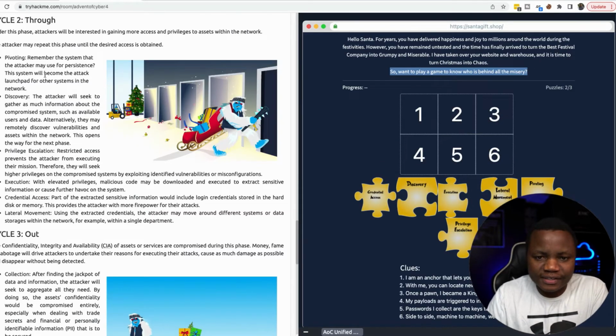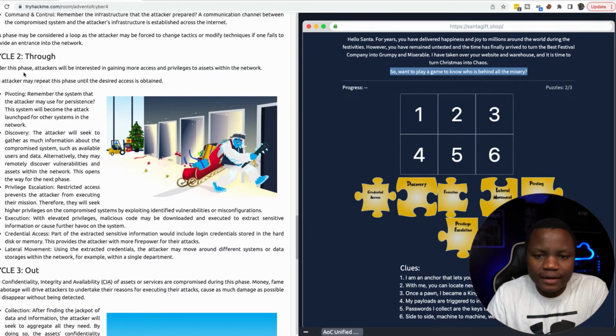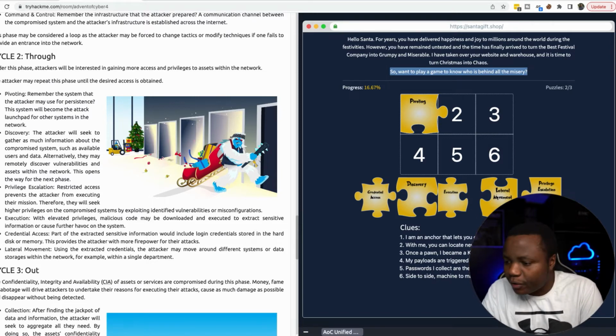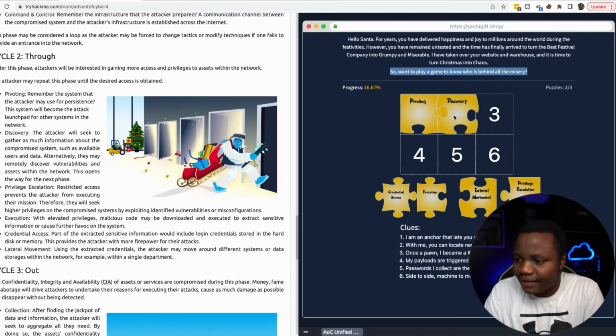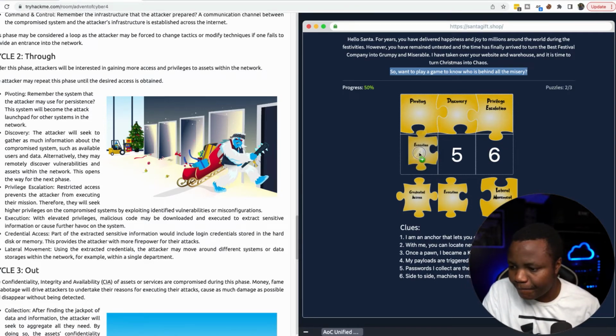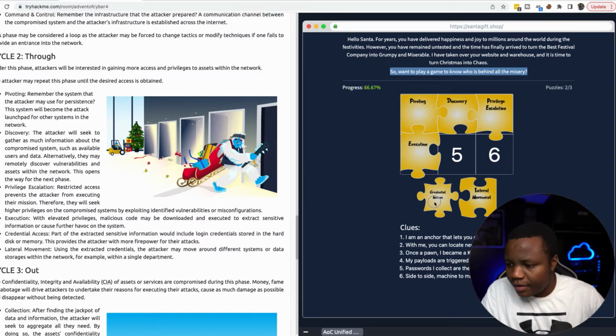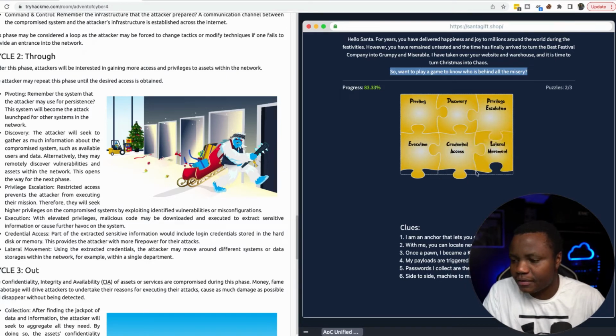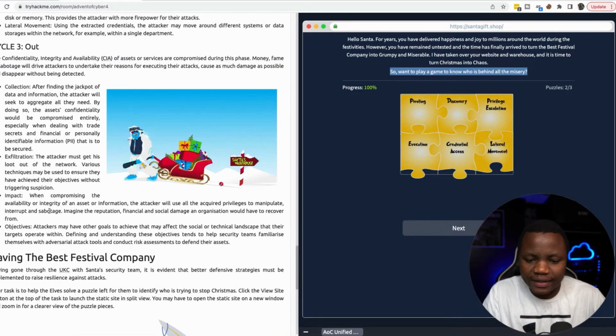In this section here, cycle two, it says that under this phase, attackers will be interested in gaining more access and privileges. So we start with pivoting. They're not happy with their initial access. Then we go to discovery. They want to find more assets in the network. Then after that, we do privilege escalation. Then after privilege escalation, we have execution. Then credential access and lateral movement. All right, so this is cycle two. I'm assuming the last one is cycle three.